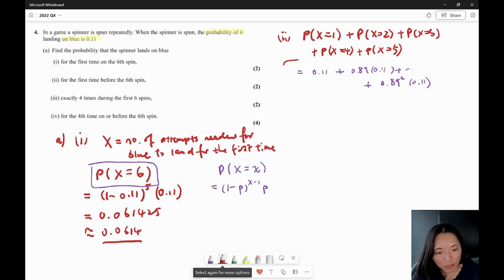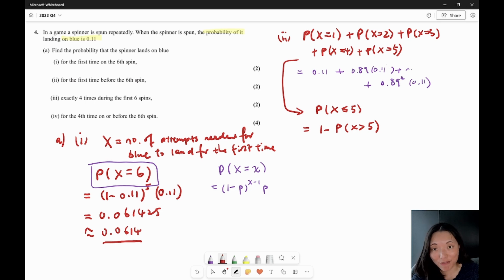Alternatively, from this expression, we could write this as the probability of X less than or equal to 5. And this is the same as 1 minus the probability of X greater than 5. So in order for us to have a success in the first 5 spins, that probability is the same as 1 minus the probability of not having any success in the first 5 spins. So what's the probability of not having any success in the first 5 spins? It is simply failure, so 0.89 to the power 5, so 5 times failure. And to work out this probability, we get 0.44159, which to 3 significant figures is 0.442. So that's our answer to part A2.